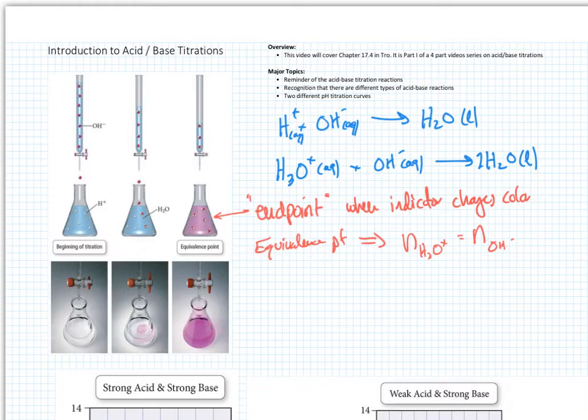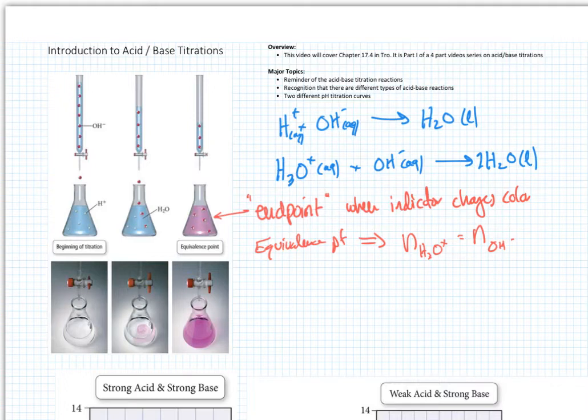You want to try to choose the indicator in such a way that the equivalence point and the endpoint are actually the same thing or close to the same thing, but we'll find out in one of the later videos, they're never exactly the same point, and there's some sort of little details related to why that is. All right, so just keep that in mind, a slight difference between the two things. We're going to try to pick an endpoint that's the same as the equivalence point, but the equivalence point is really where the number of moles are equal to each other according to the stoichiometric ratio.